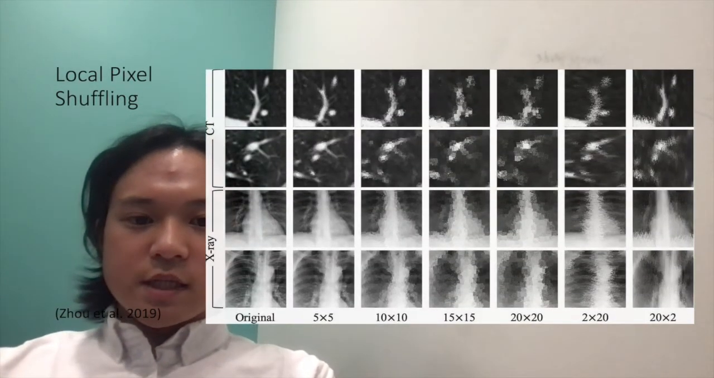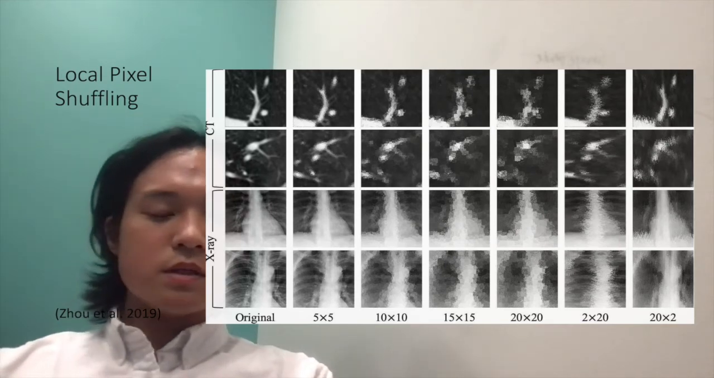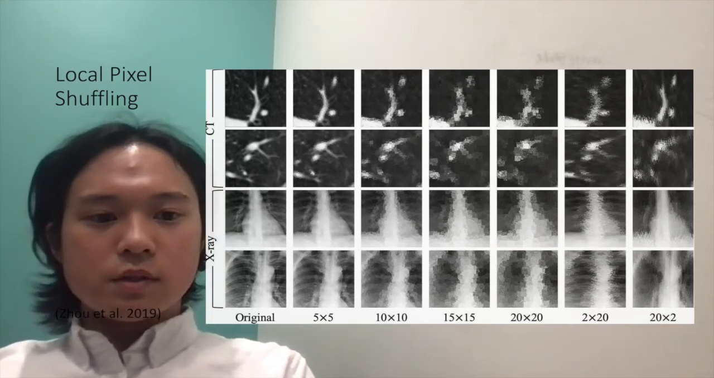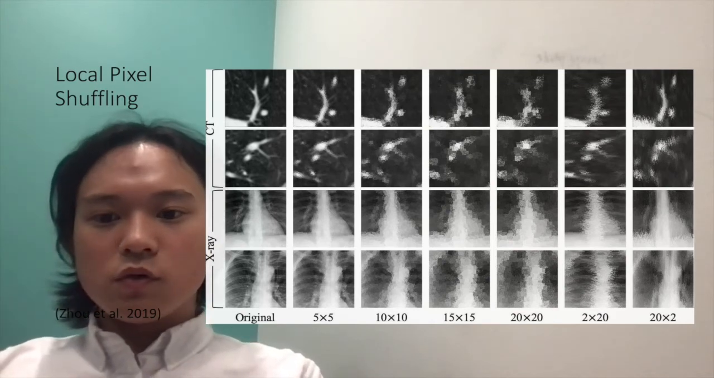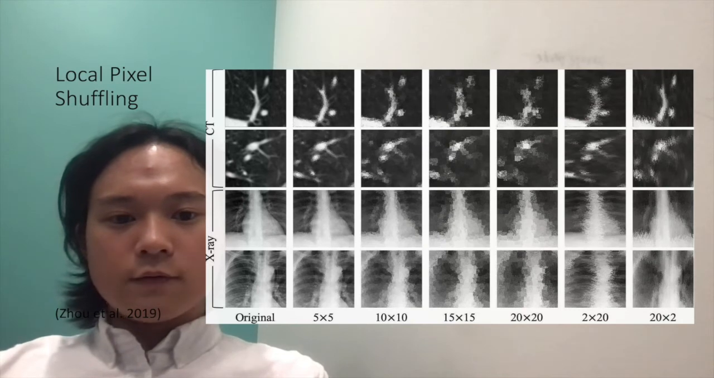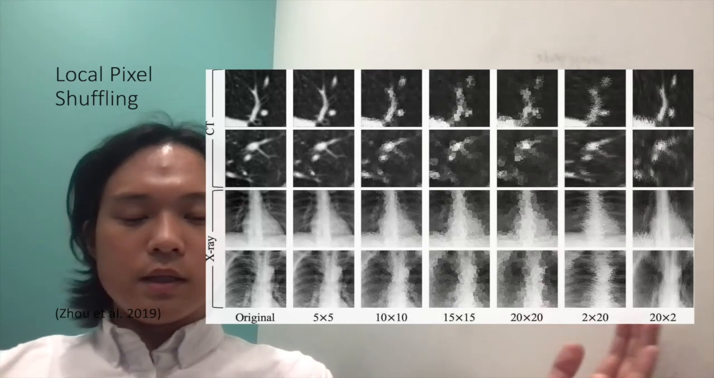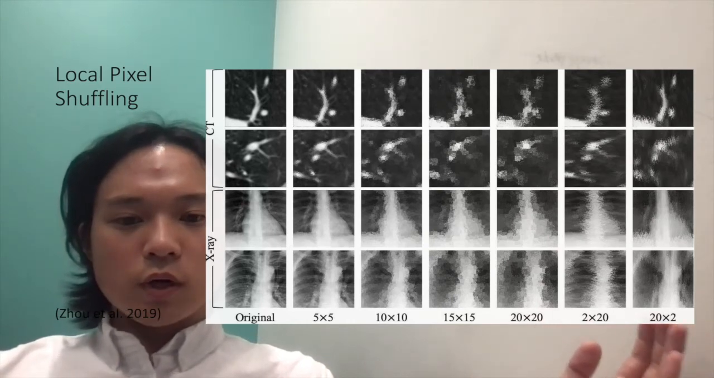Next, as for the second transformation, the author uses local pixel shuffling on various scales. Here, I would like to direct everyone's attention to 2 very interesting shuffling filters. Here we have the last 2 filters, with one being the shuffling within a 2x20 window, and the other one the shuffling within a 20x2 window.